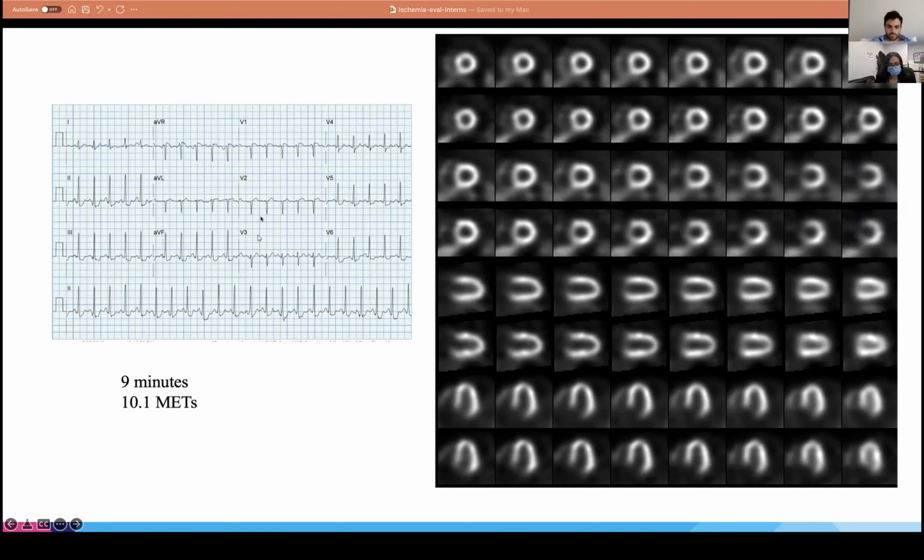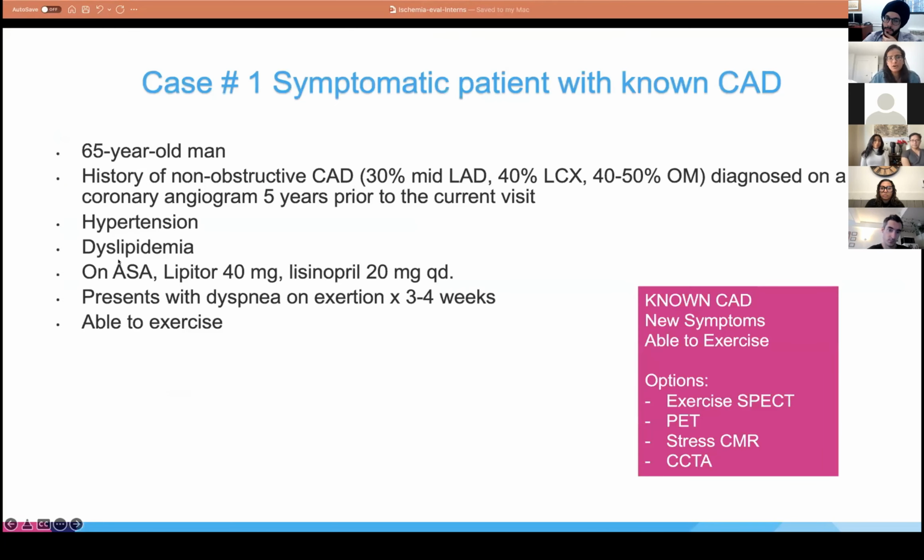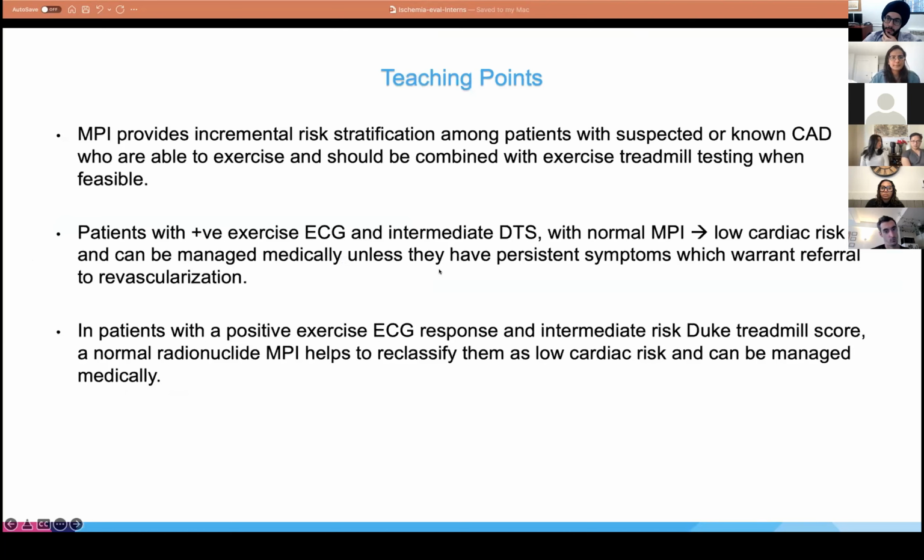So overall, if you'd only done an exercise ECG, we would have sent this patient to a cath. The cath would not have shown any significant disease, and the patient would have been labeled as a false positive ECG test. However, the imaging here actually helped us. Given that he has good exercise capacity and a normal imaging study, we can say that he's low risk for having significant obstructive disease and that he does not really require any further testing. He's already on a good regimen for his coronary artery disease, which should be continued.